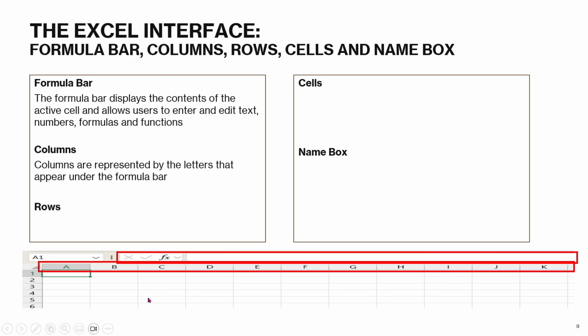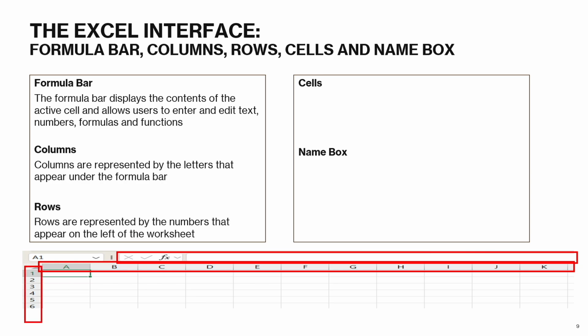Columns are represented by the letters that appear under the formula bar. So you'll see here A, B, C goes off to, I forget the last column, XX something. So there's a lot of columns that are included in your spreadsheet. On the left, you have your rows. Rows are represented by the numbers that appear on the left of the worksheet.